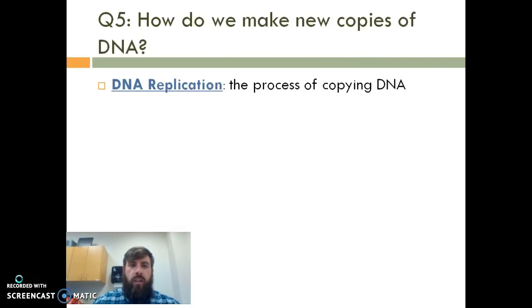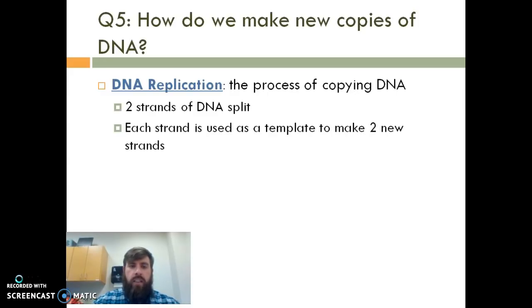So DNA replication, question 5. Here's what we need to do. DNA replication means to replicate, means to make more of the same thing. So it's the process of copying DNA. 2 strands of DNA split. Each strand is used as a template to make 2 new strands. So 1 DNA strand becomes 2.